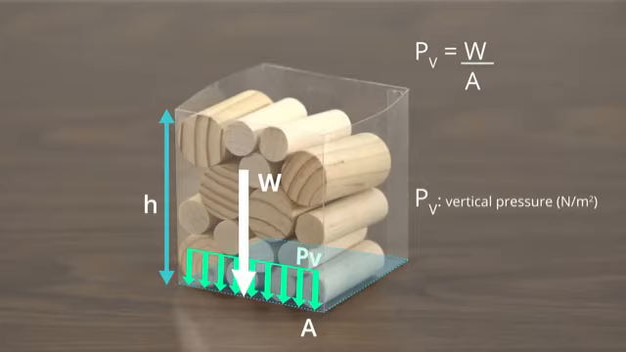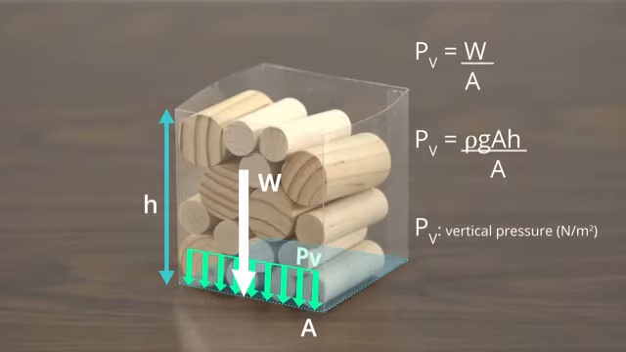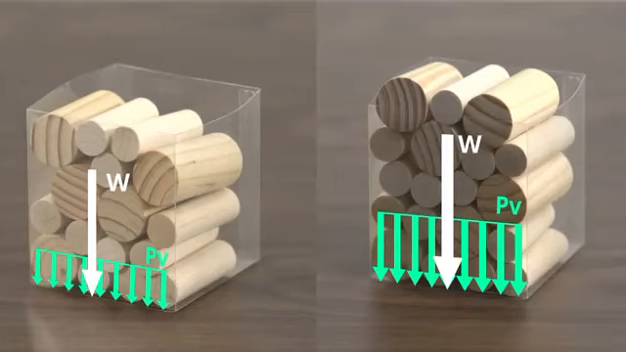To calculate the vertical pressure, PV, on the bottom of the container, we simply divide this weight by the base area. Substituting in our earlier equation for weight and canceling the area term that appears in both the numerator and denominator produces a simple equation. This equation tells us that the vertical pressure PV is equal to the mass density of the material times the acceleration of gravity times the height of the material above the point we are considering. Notice that if we increase the height of the material, the pressure increases.